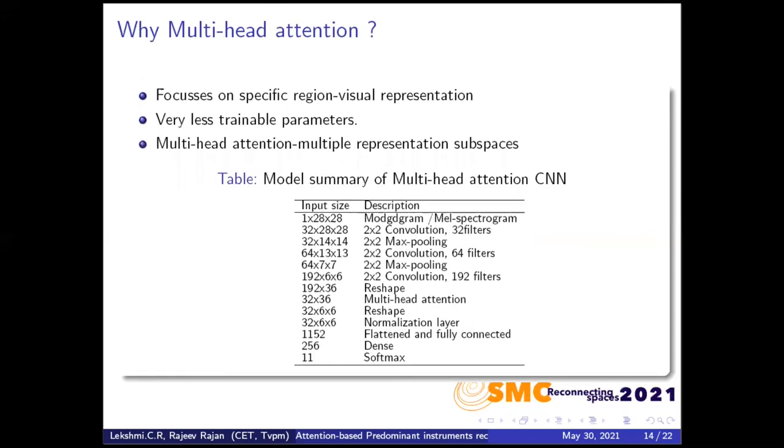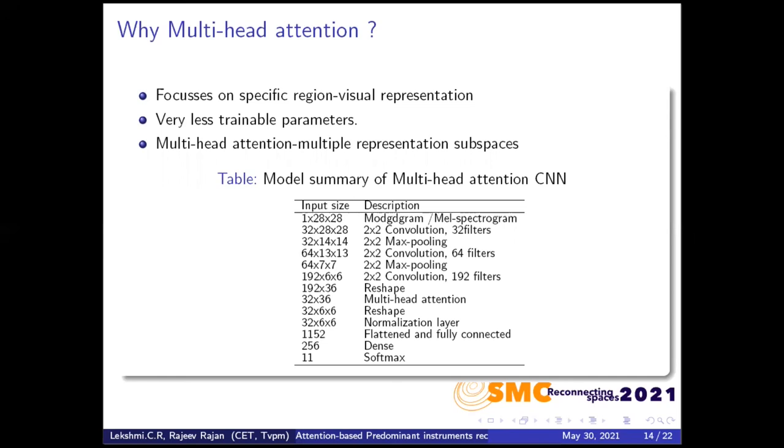Next, moving to multi-head attention. Where do we need multi-head attention? The visual processing system of human beings and animals tends to focus selectively on some parts of an image rather than considering the entire image for perception. The multi-head attention mechanism focuses on specific regions of our mel spectrogram and modgdgram and helps to recognize the predominant instruments with very few trainable parameters.